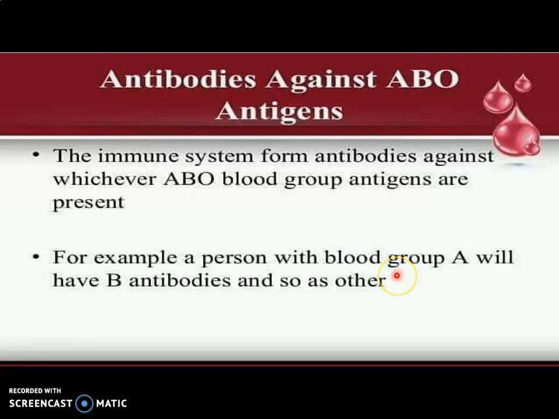O. Now note this, that the immune system always forms antibodies that will fight against any antigen that is present. The immune system forms antibodies against whichever ABO antigens are present. So a person with blood group A has B antibodies, and someone that has blood group B has antibody A. You see that the immune system always provides different antibodies depending on the type of blood group that you have, that will fight against the present antigen.